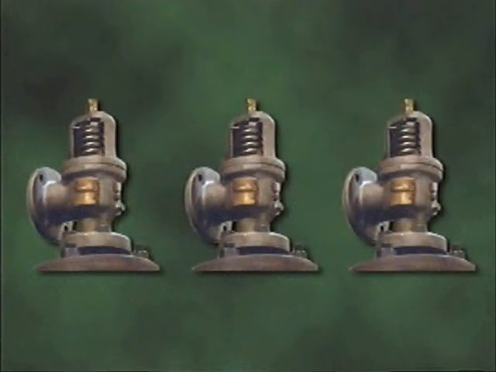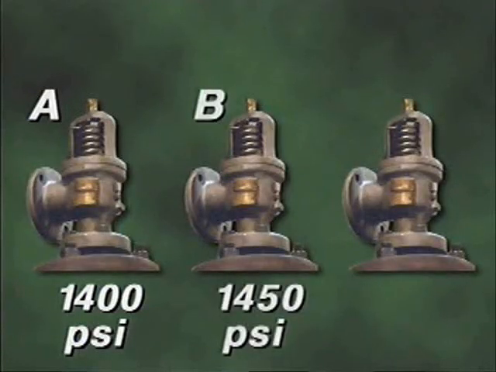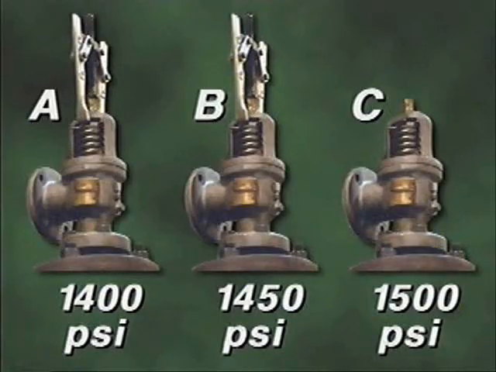For example, assume that a system contains these 3 safety valves. Valve A is set to open at 1400 psi, valve B at 1450 psi, and valve C at 1500 psi. If you're going to test valve C, you must gag valves A and B because the popping pressures of A and B will be exceeded during the test of valve C.